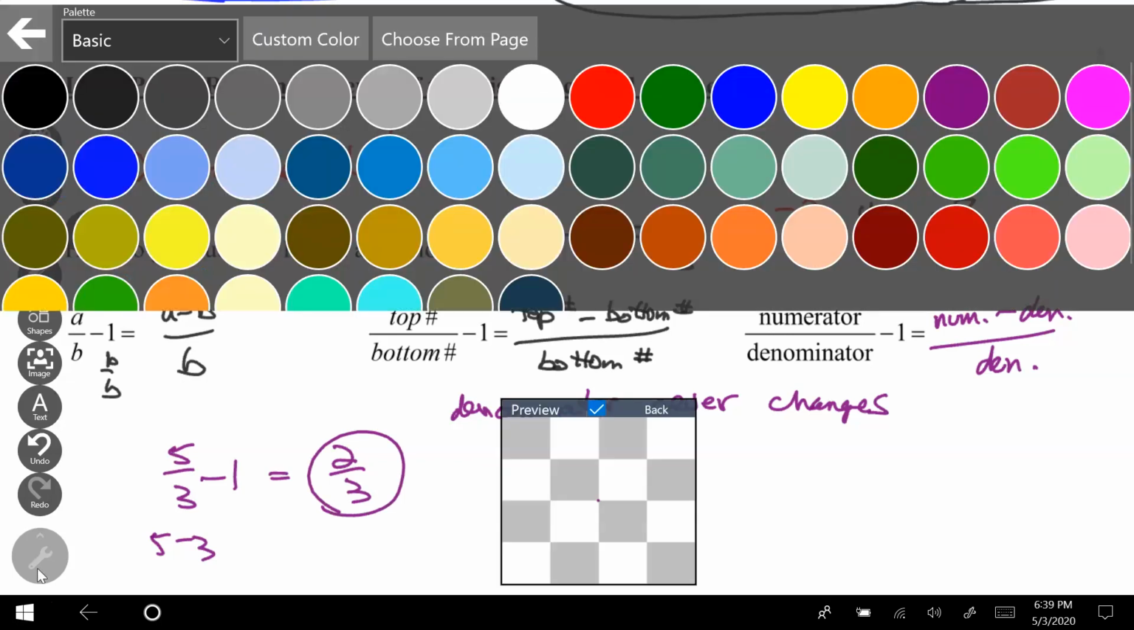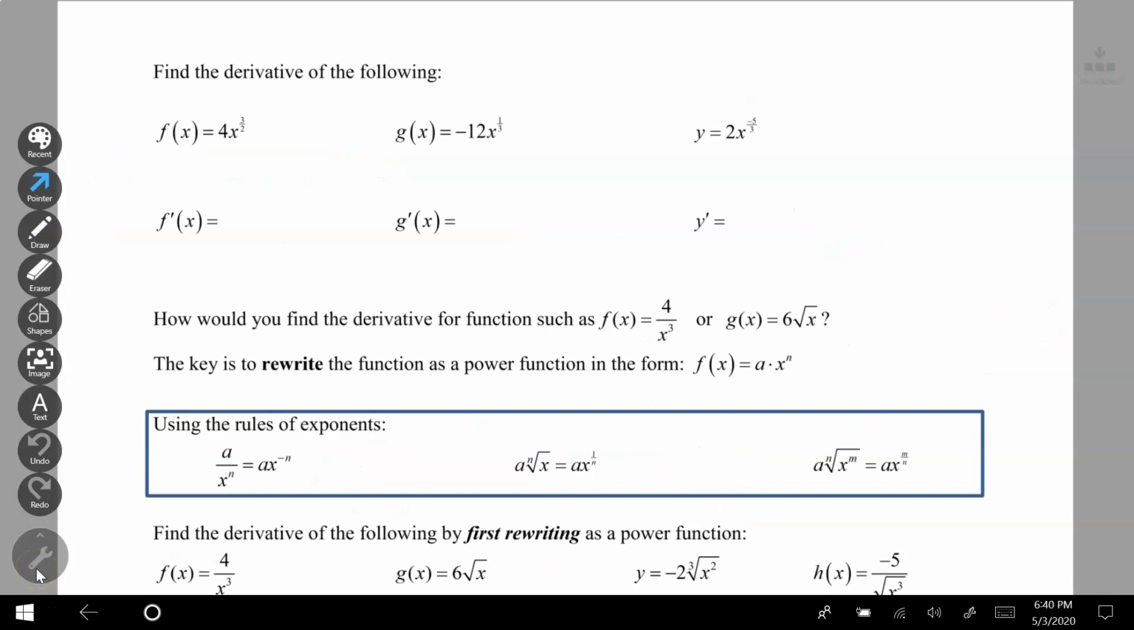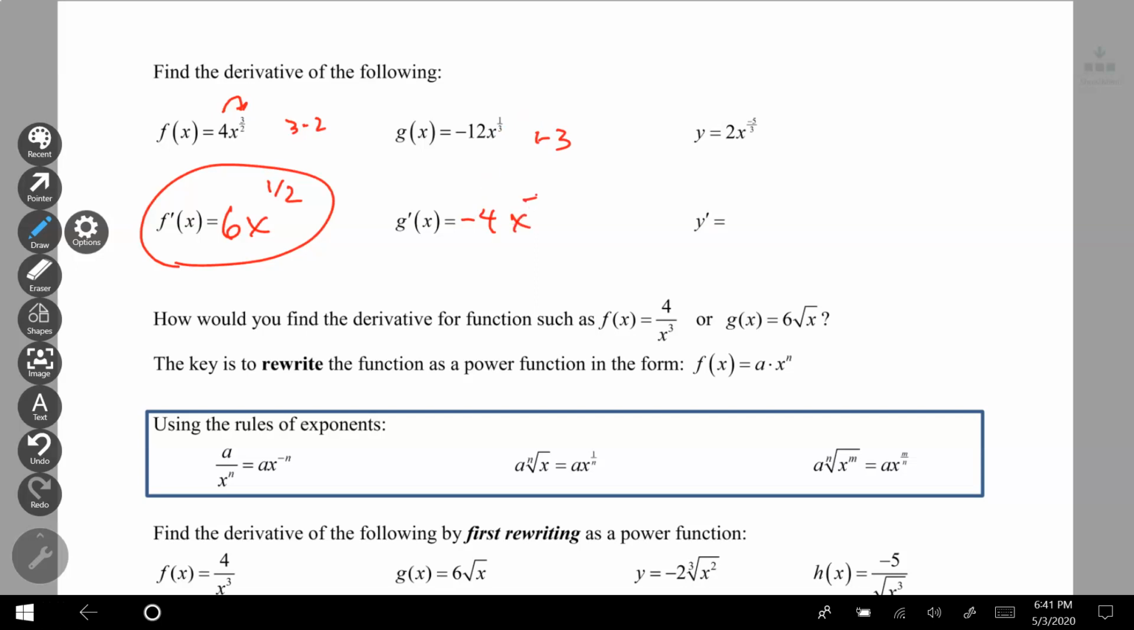Or -3/4 minus 1, well, I really do -3 minus 4, which is now -7. Again, still over 4. That denominator won't change. I'm just changing the numerator. We have more examples that we could do, but the pattern is the same. I'm going to do coefficient times exponent, and I get 12/2 or 6. And now I'm going to do x, and 3 minus 2 is going to turn into 1/2 of my exponent. Again, -12 times 1/3 is -4, and 1 minus 3 means my exponent is now negative 2/3.